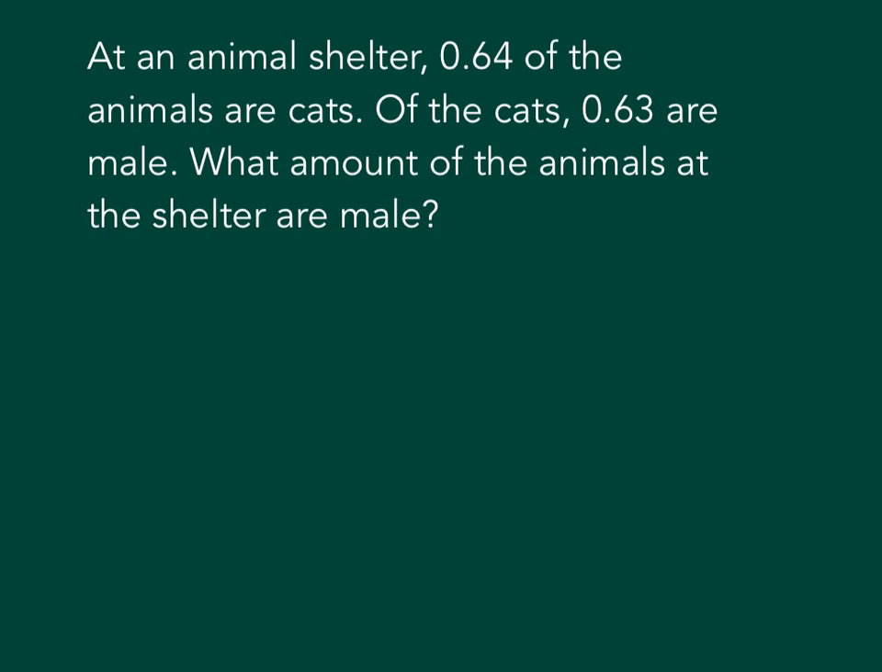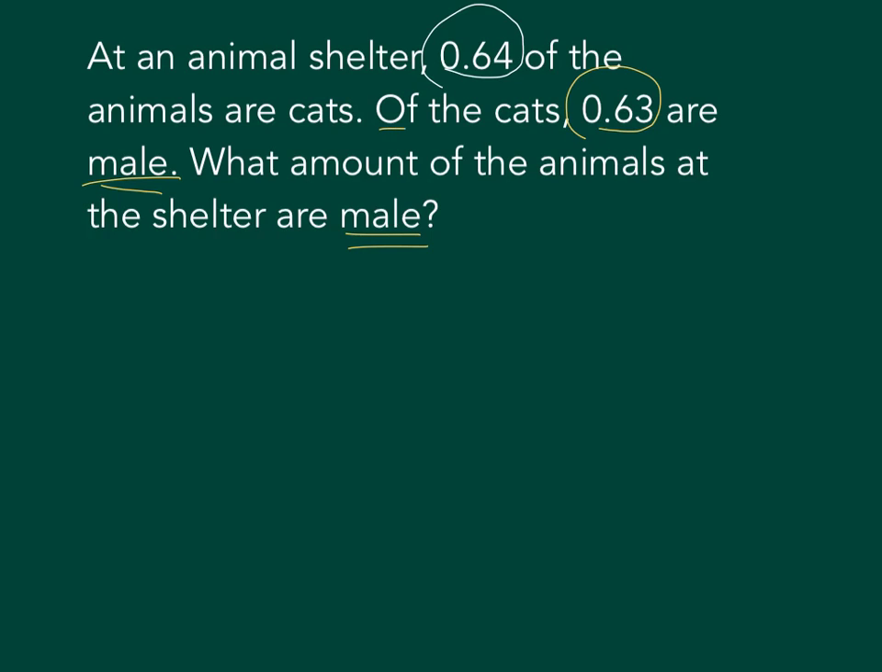Let's solve a problem together. At an animal shelter, 64 hundredths of the animals are cats. That's 64 hundredths are cats. Of the cats, 63 hundredths are male. What amount of the animals at the shelter are male?